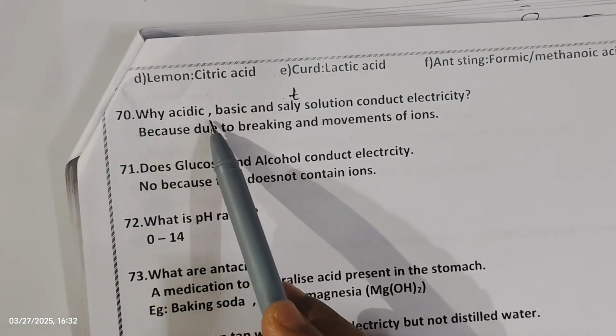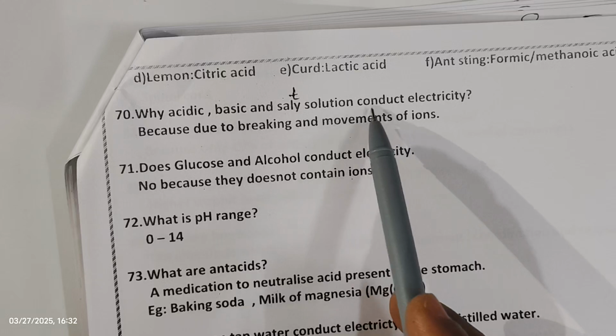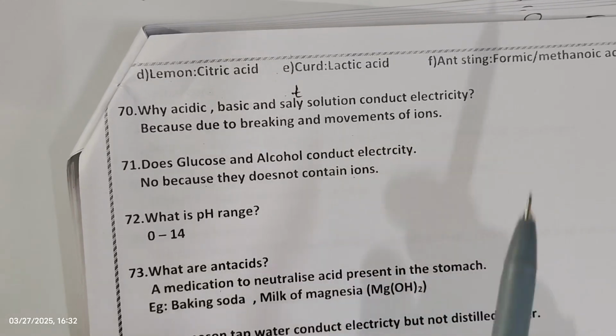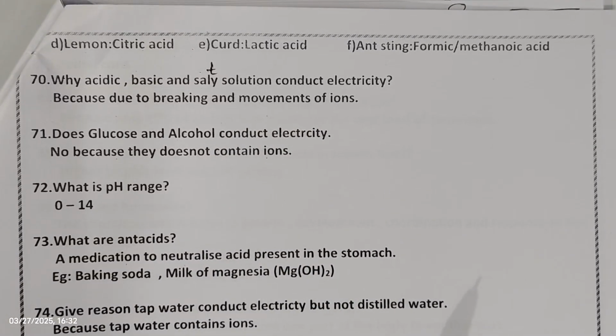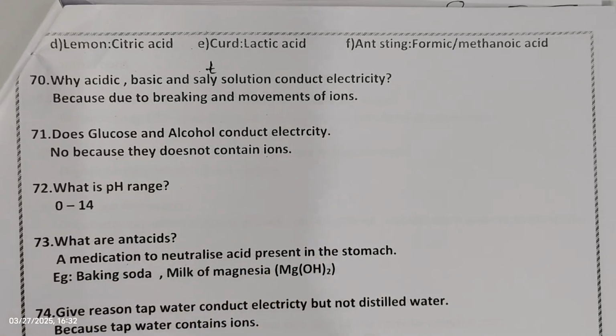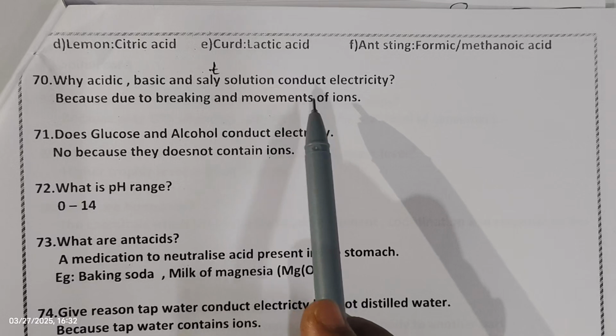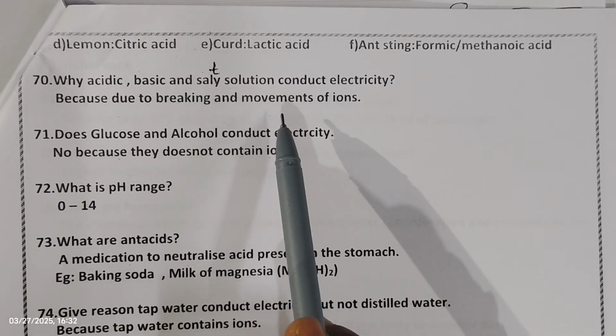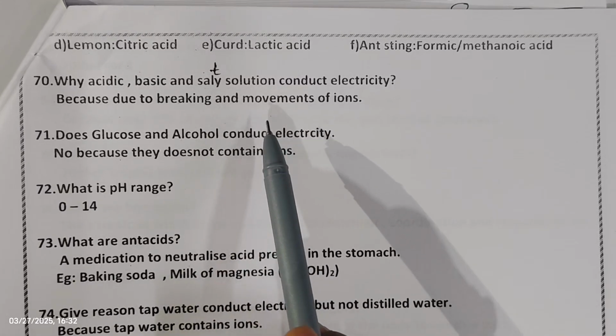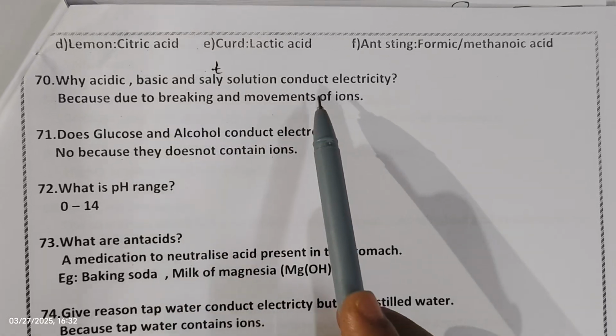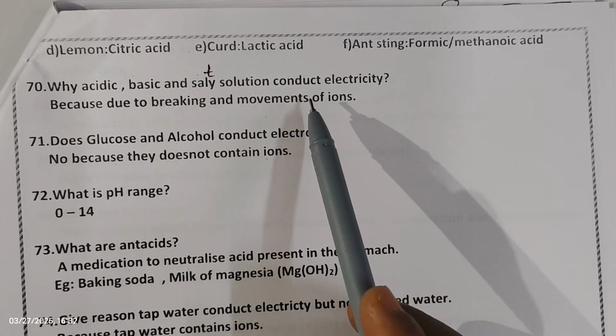Next, why do acidic, basic and salty solutions conduct electricity? Because of the breaking and movement of ions. In acidic, basic and salty solutions, the ions break and move. So that's why, due to the movement of ions, they conduct electricity.